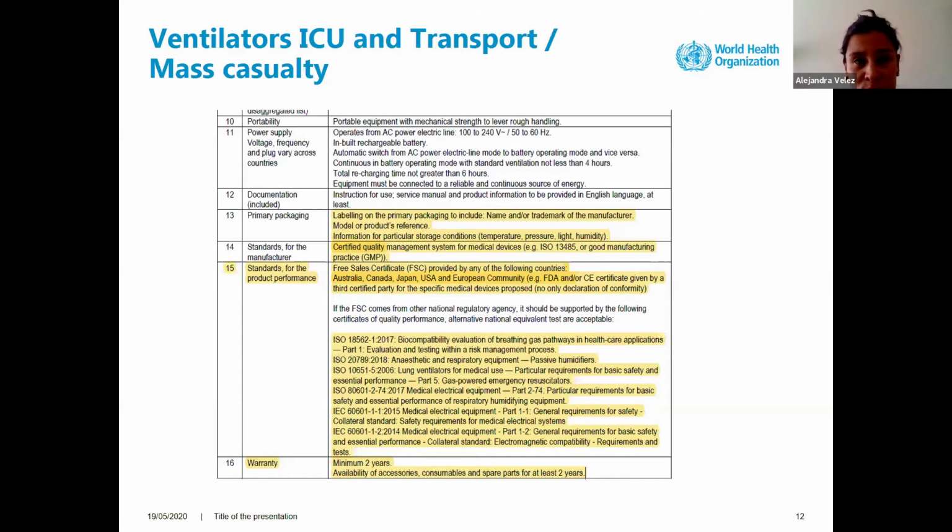However, we have the transport and the mass casualty ventilators in our specifications, because we know the shortage of supply and all these problems. So we are including them, but we are not saying that they will supply, or we need to take some considerations for long-term patients in ICU.